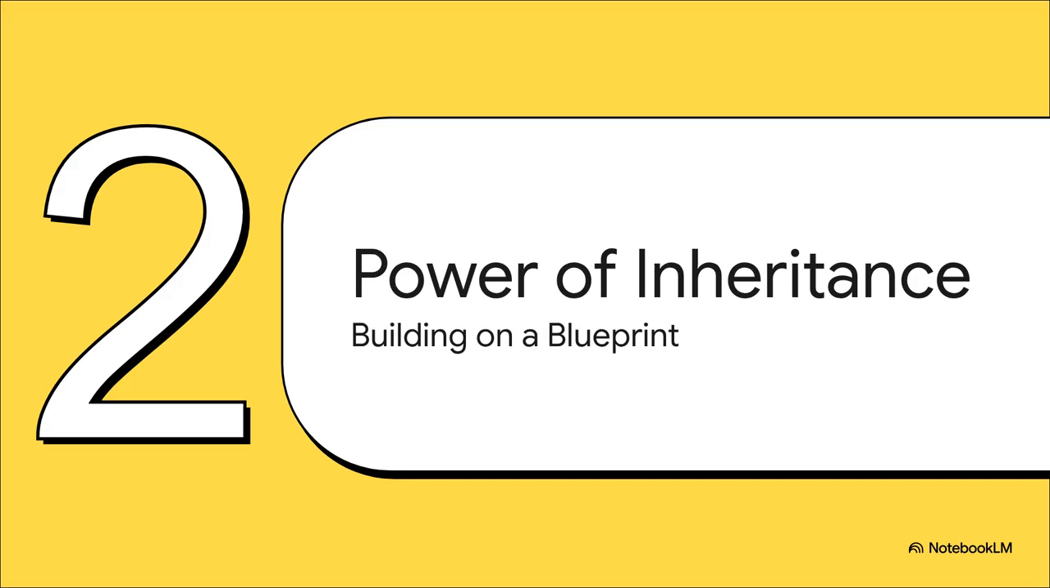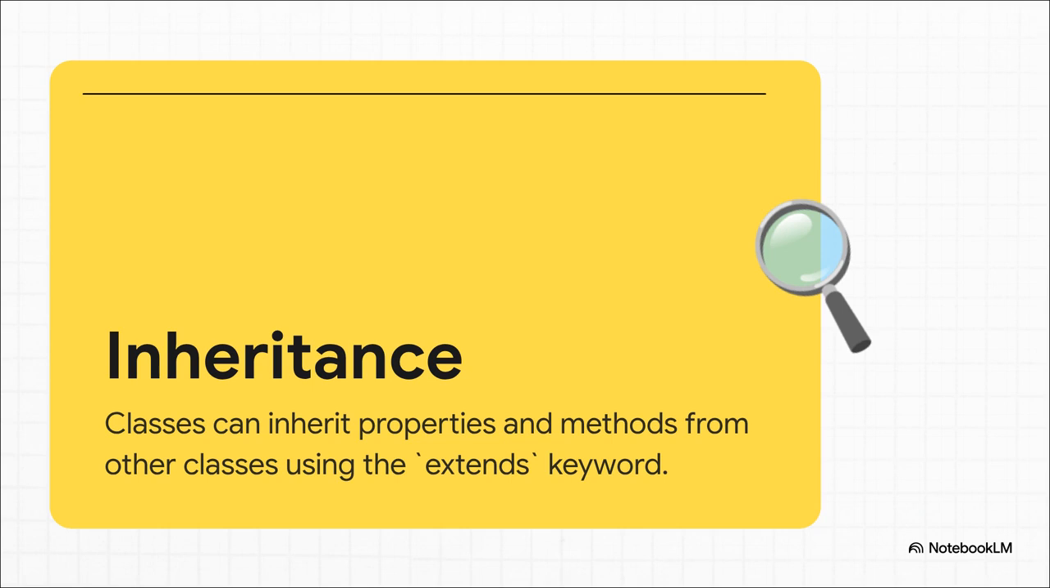Okay, so making a basic blueprint is cool, but here's where classes get really powerful. What if we want to take an existing blueprint and make a special version of it? This brings us to the amazing power of inheritance. Think of it like this. You're not starting from scratch. You take an existing blueprint, the parent, and you say, I want everything that one has, plus some extra stuff. The new child class gets all the parent's features for free, and then you can bolt on new features or change existing ones. It's all about not reinventing the wheel.